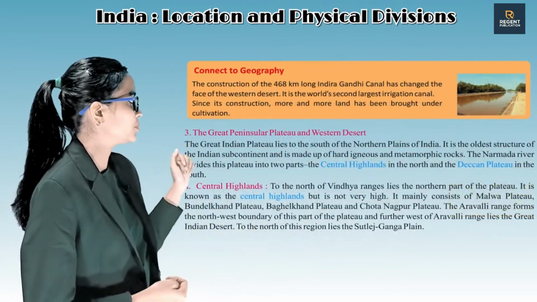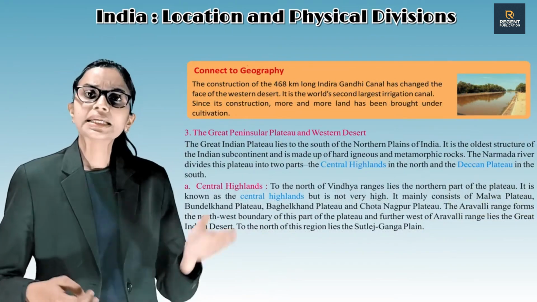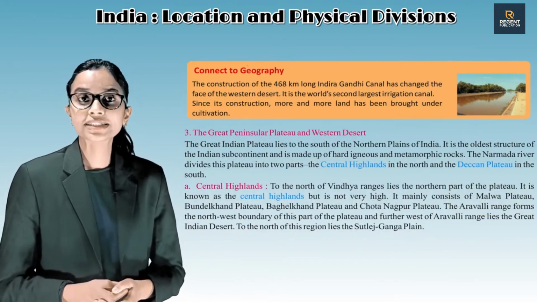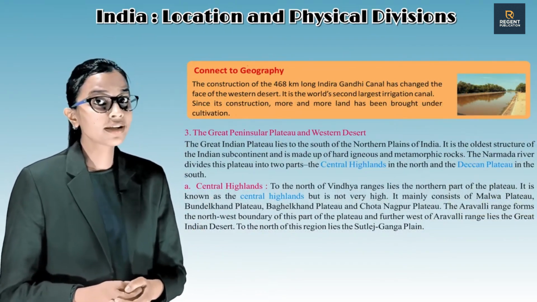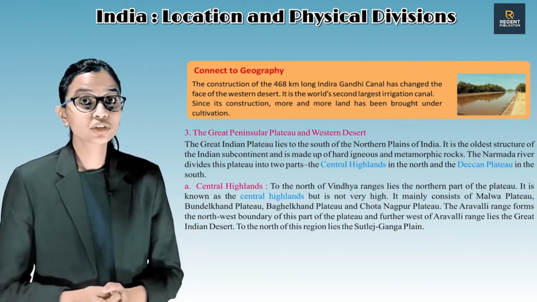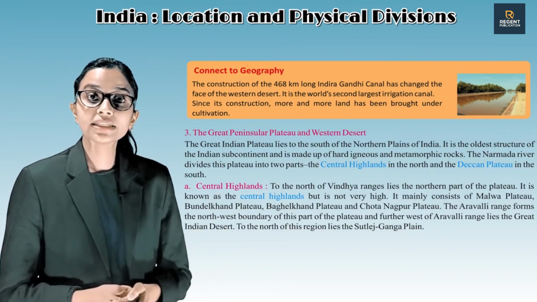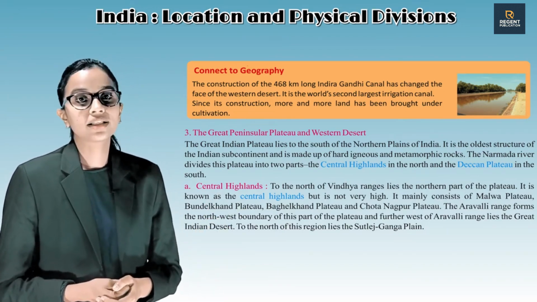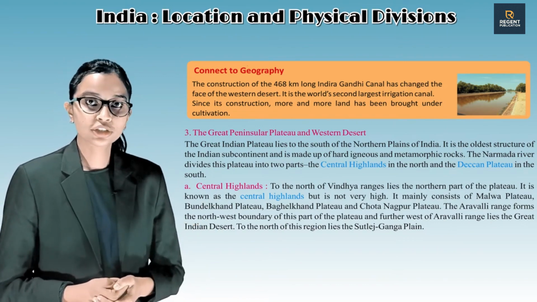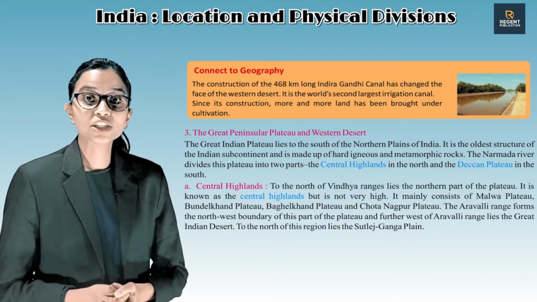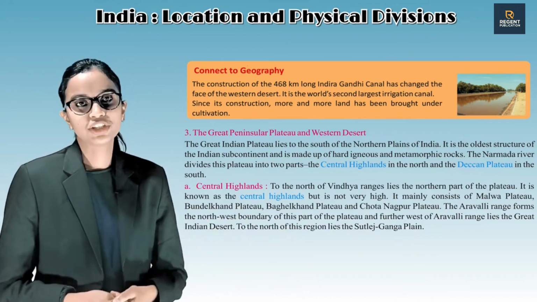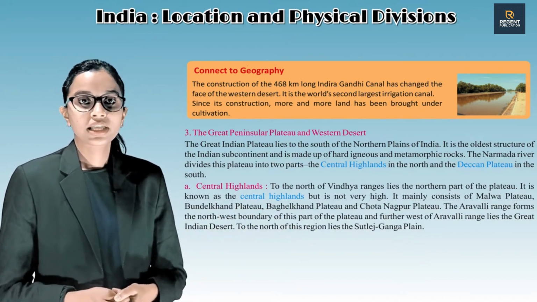Connect to geography. The construction of the 468 km long Indira Gandhi Canal has changed the face of the Western Desert. It is the world's second largest irrigation canal. Since its construction, more and more land has been brought under cultivation.